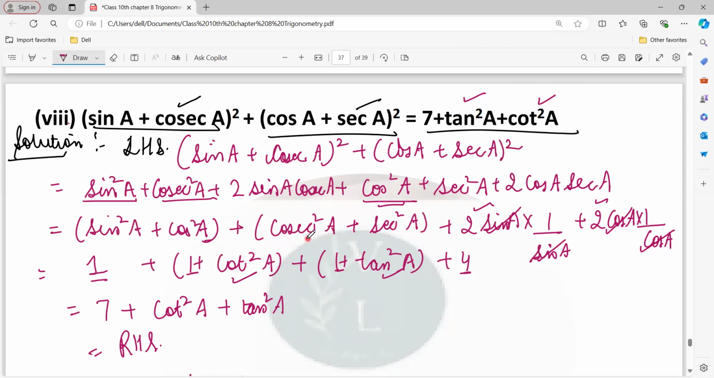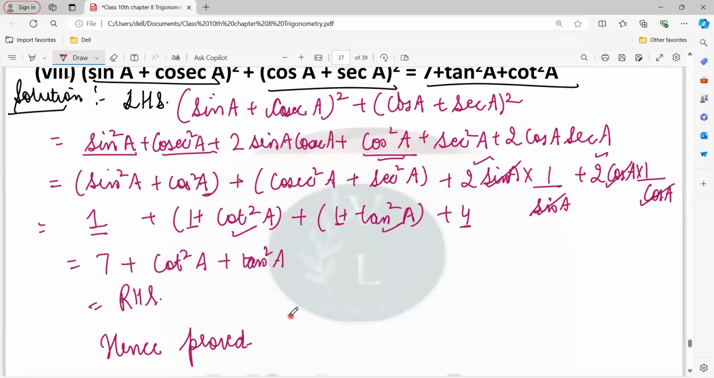So cosecant square theta is equal to 1 plus cot square theta and secant square theta is equal to 1 plus tan square theta. Now 1 plus 1 plus 1 is 3, plus 4 is 7, plus cot square A plus tan square A, which is equal to the right hand side. Hence proved. I hope it is clear to everyone.